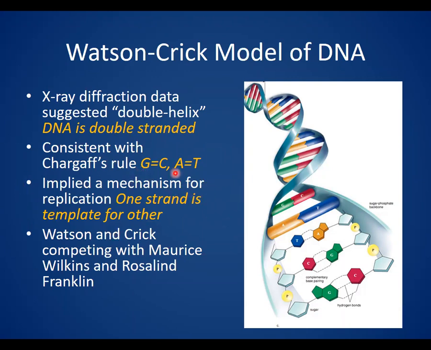Furthermore, the Watson and Crick model implied a mechanism for replication. If you take the two strands apart and this pairing rule holds, then if I have a strand with just a T, I know that I have to add an A to it. And if I have a strand with just a C, I know I have to add a G to it. And so this was a way that DNA could be replicated with high fidelity and carry a large amount of information.